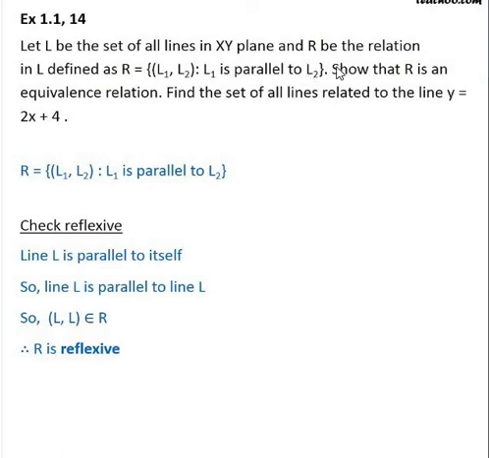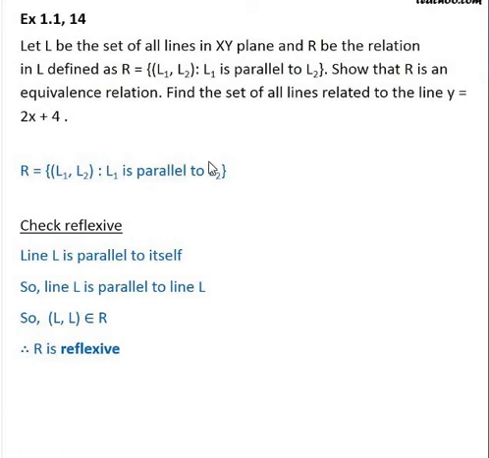So here our question is: show that R is an equivalence relation. And in the second part, find the set of all the lines related to the line y equals 2x plus 4. That we will do later on. First of all, let us do the first part.